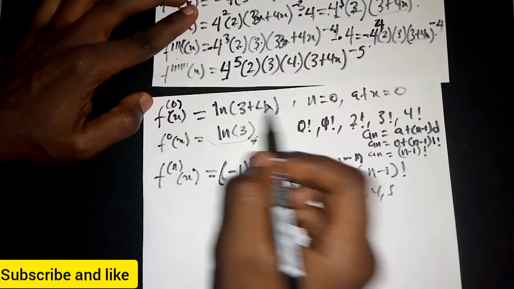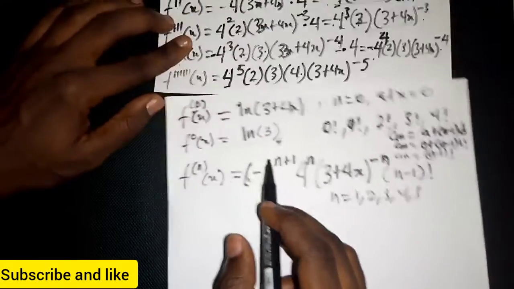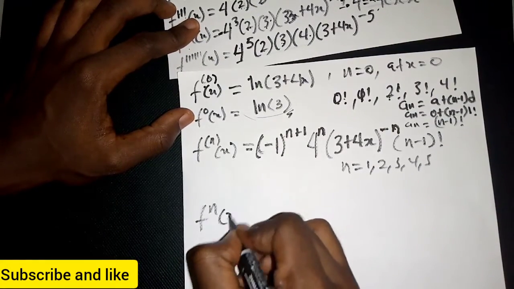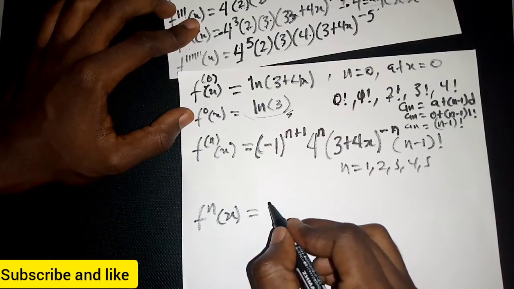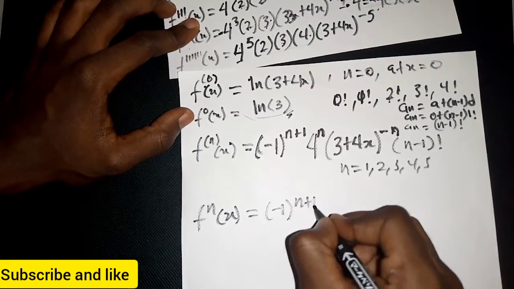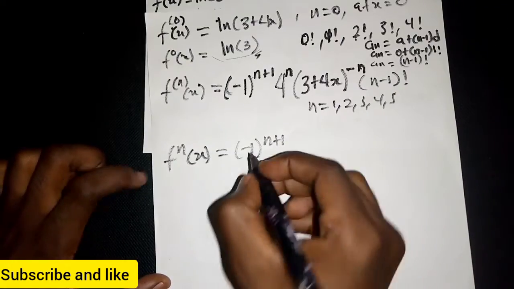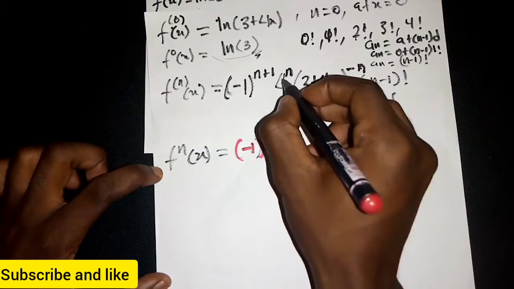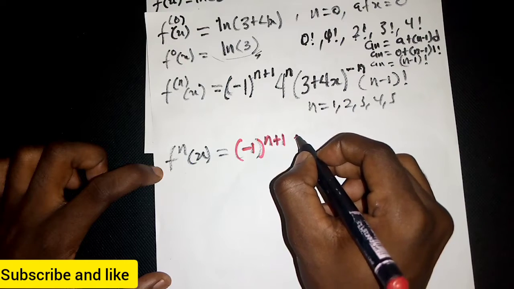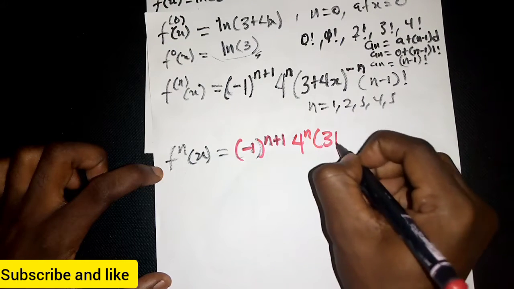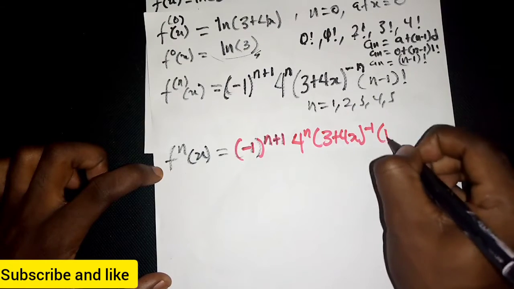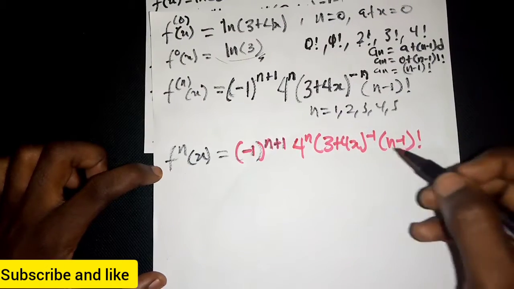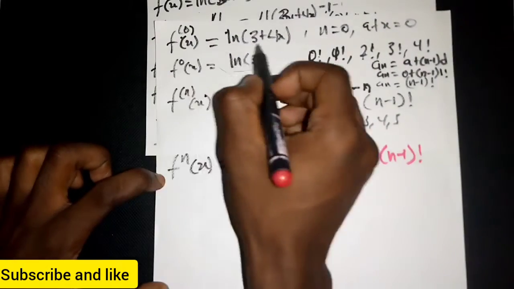For the general term over here is when n is 0. So this is what we have. Now we can further simplify this. So we have f to the power that being equal to -1 to the n plus 1, then we have 4 to the power n, 3 plus 4x to the power negative 1, then n minus 1 factorial, representing this when n is starting from 1, 2, 3, 4, not when n is 0. When n is 0, this is what we add.